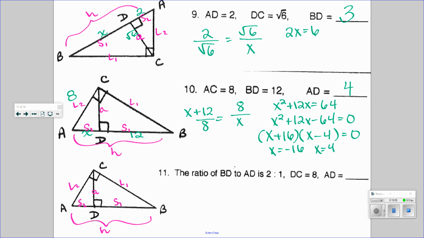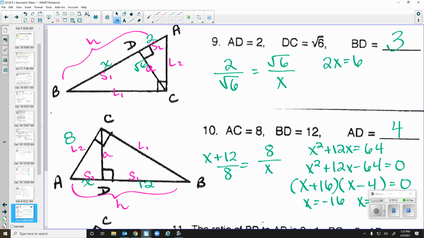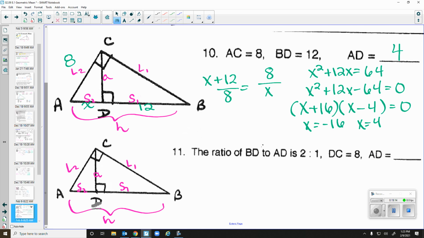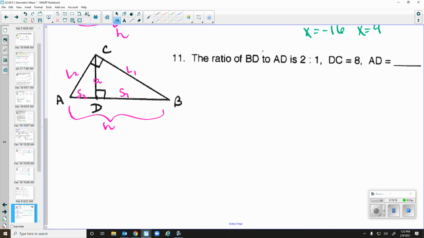Is this on the side? No. Cumulative won't have chapter 8. This is the first section of chapter 8. Cumulative is just 6 and 7.